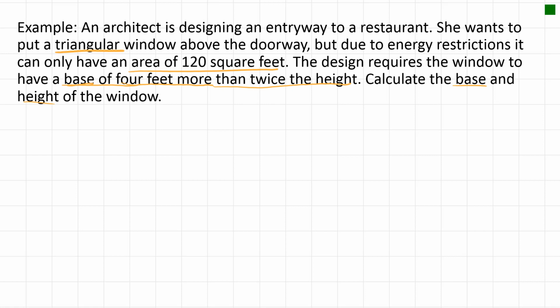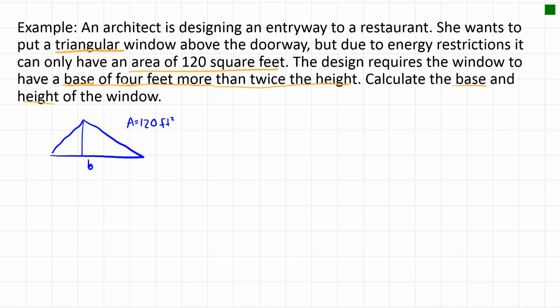So before I get to the variables just yet, I'm going to draw this problem. So it's a triangular window. And what I know is I've had the height and the base described to me. And I know that the area is going to be 120 square feet. So that's a little picture of what the problem looks like. But now I have to use the fact that the base is 4 more than twice the height.